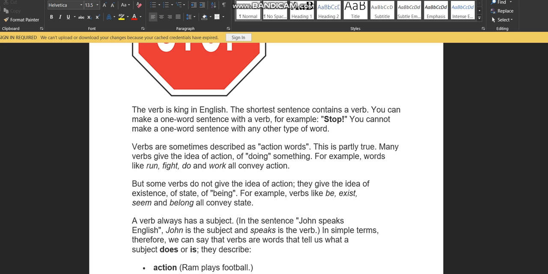But some verbs do not give the idea of action. They give the idea of existence, of state, of being. For example, verbs like be, exist, seem, belong, all convey state. A verb always has a subject. Yes, indeed, always has a subject.